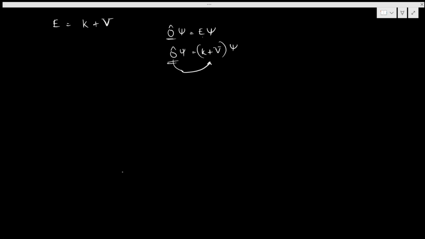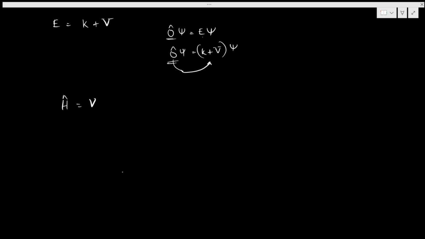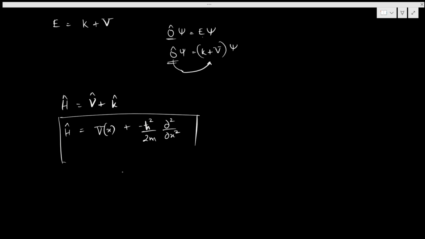So Hamiltonian's operator, which is denoted by H cap, is just the sum of the potential energy operator, which is V cap, plus the kinetic energy operator, which is K cap, where V cap is nothing but V of x, and K cap is minus ħ² by 2m into ∂²/∂x². This is your Hamiltonian operator.